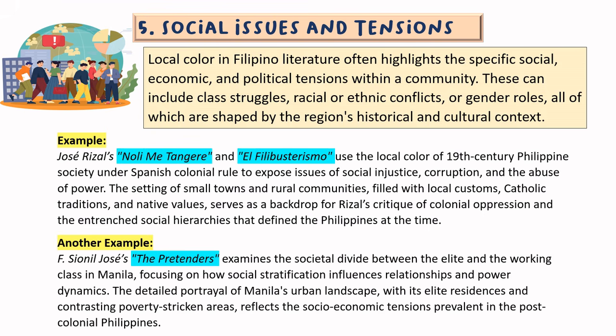Another example is F. Sionil Jose's The Pretenders, which examines the societal divide between the elite and the working class in Manila, focusing on how social stratification influences relationships and power dynamics. The detailed portrayal of Manila's urban landscape with its elite residences and contrasting poverty-stricken areas reflects the socio-economic tensions prevalent in the post-colonial Philippines.